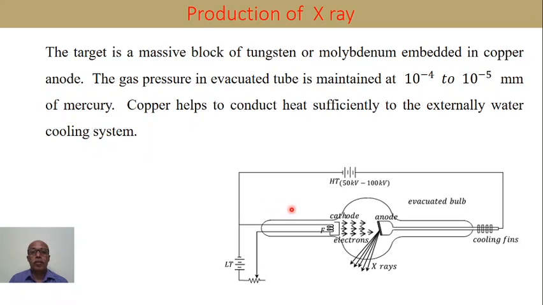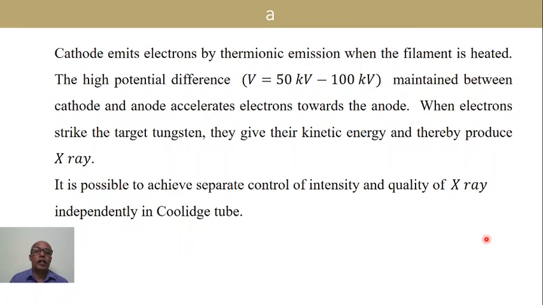The pressure within the tube is maintained at 10 power minus 4 to 10 power minus 5 millimeter of mercury. That is the pressure maintained in the evacuated Coolidge tube. The copper embedding the tungsten or molybdenum target helps to conduct the heat sufficiently to the external water cooling system. This copper acts as a conductor to conduct the heat generated.